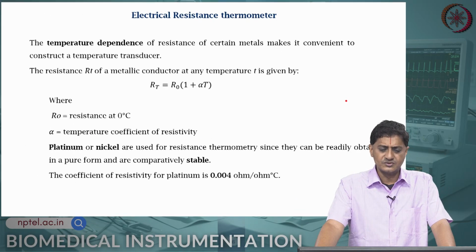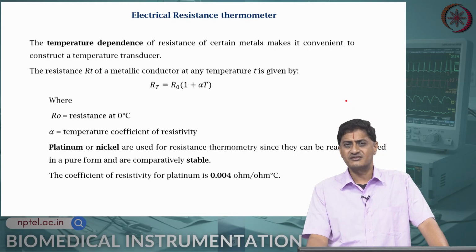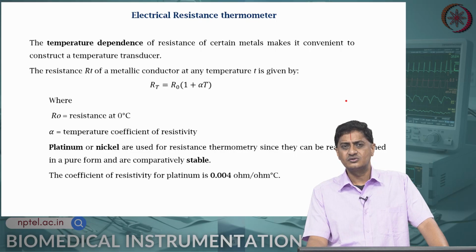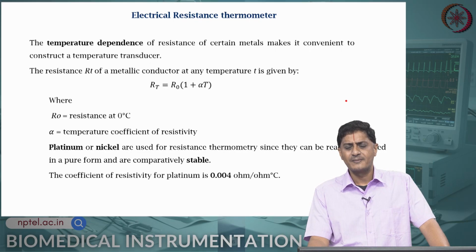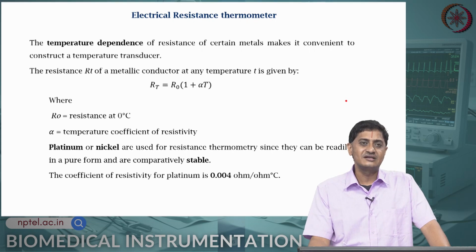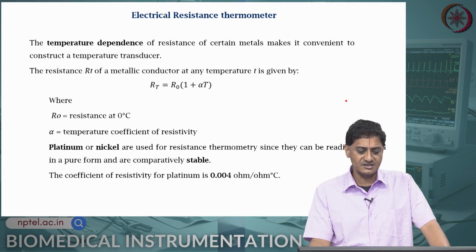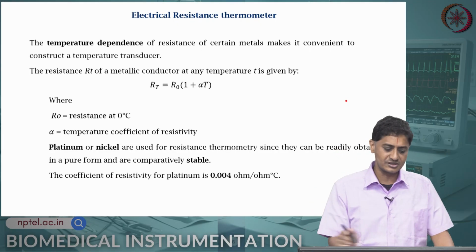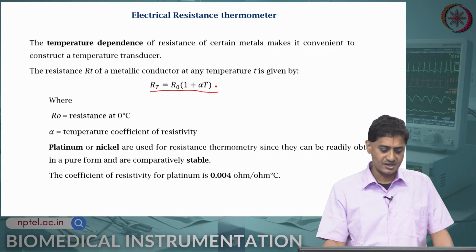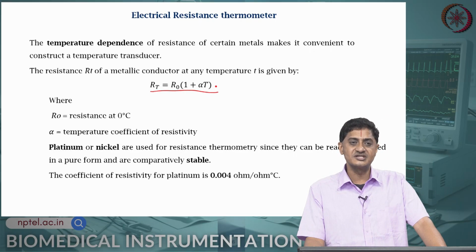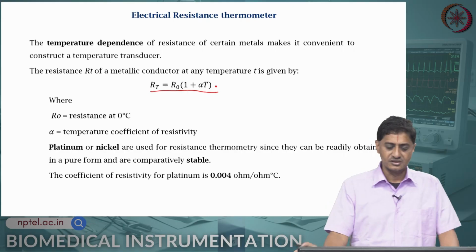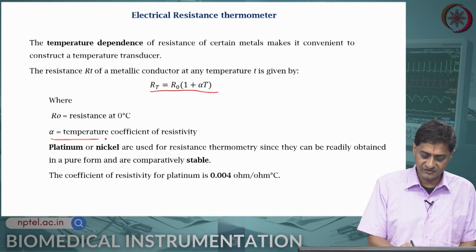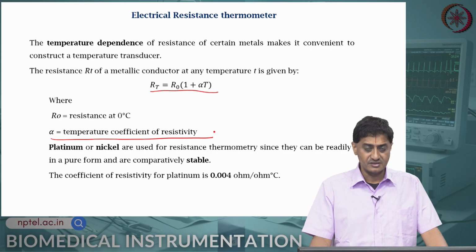Another approach is to use a resistance thermometer. In this case, the temperature dependence of the resistance of some metals is used to employ them as temperature detectors. The resistance of a conductor at a particular temperature, capital T, is given by this equation. If I know the resistance at 0 degrees Celsius, then I can compute this using some temperature coefficient of resistivity, some alpha.